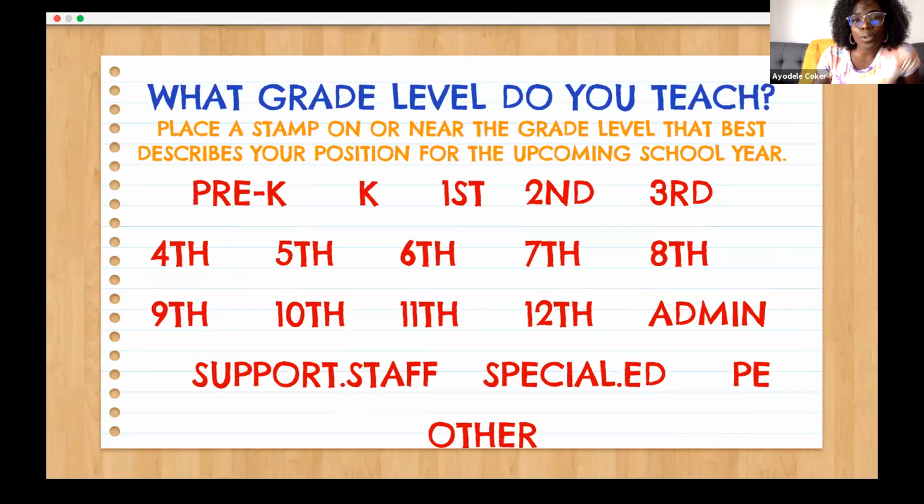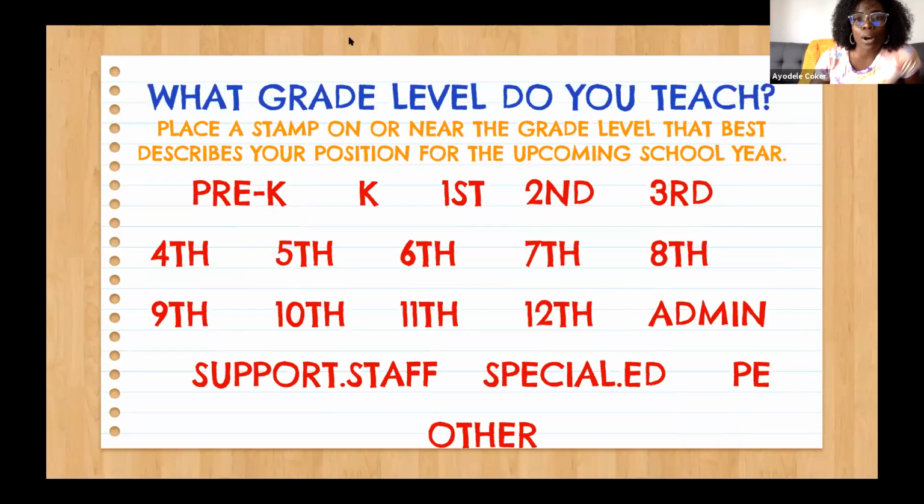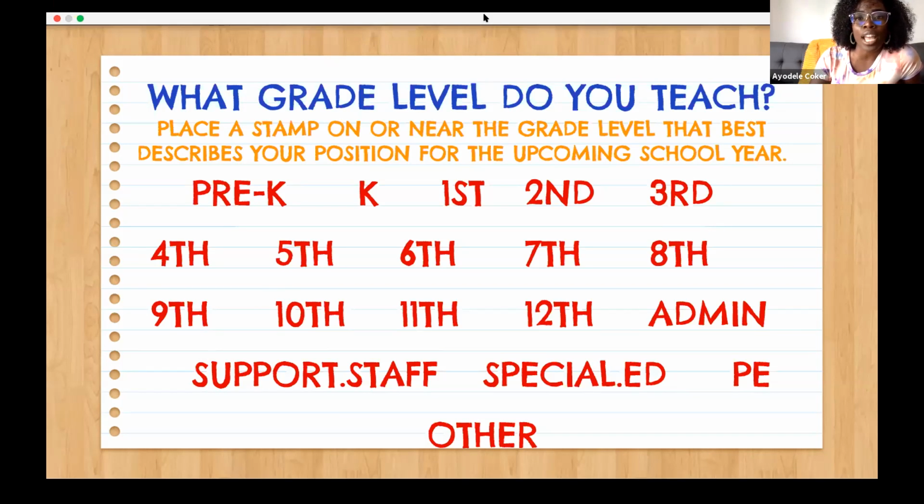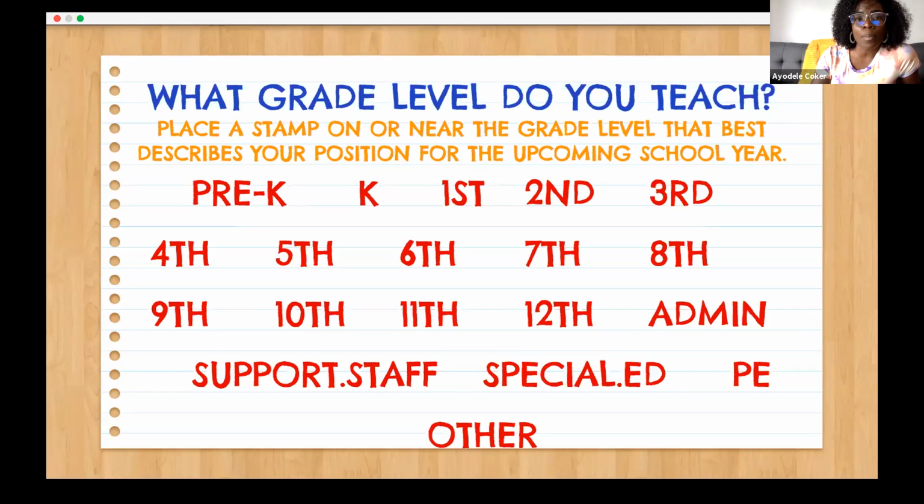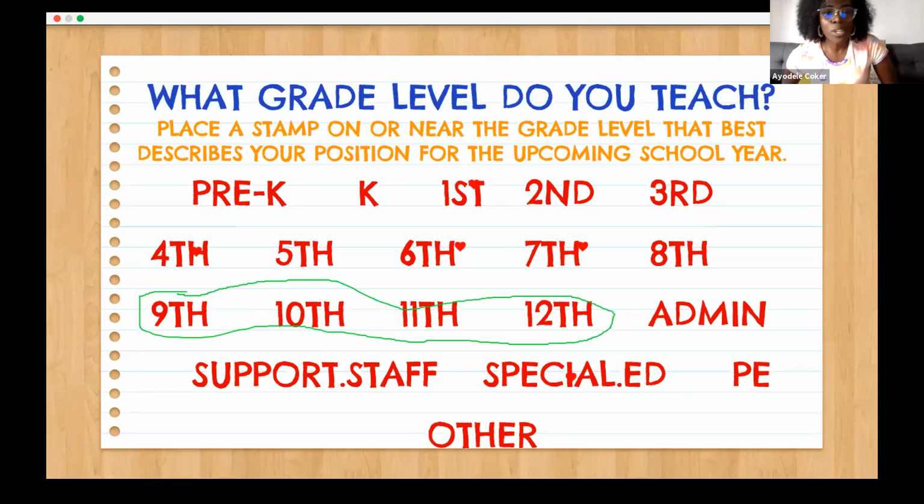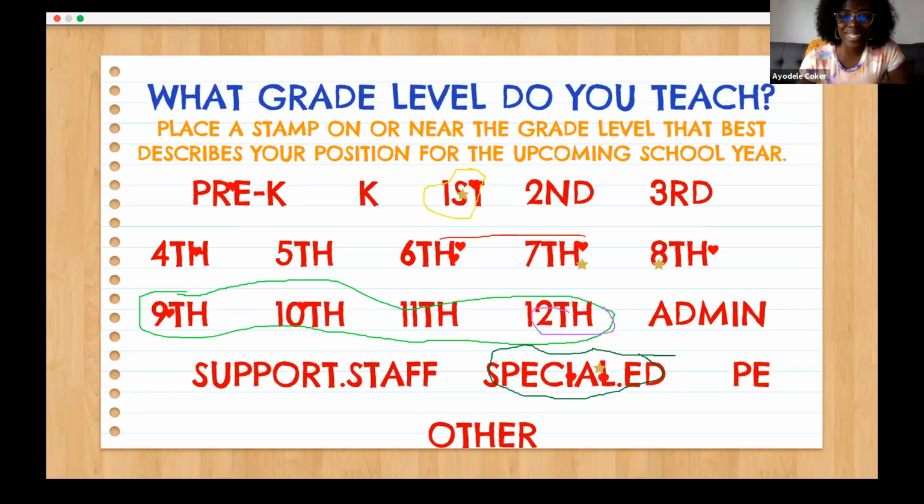If you go to the top of your Zoom screen, next to the green bar, if you put it into full screen, it should already have the option to annotate. So I can easily navigate through this session, what grade level do you teach? Go ahead and place a stamp on or near the grade level that best describes your position for the upcoming school year. I like the green circle.